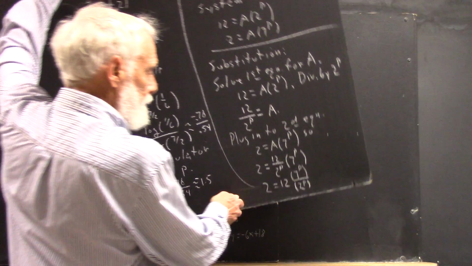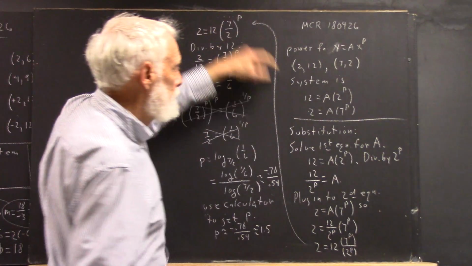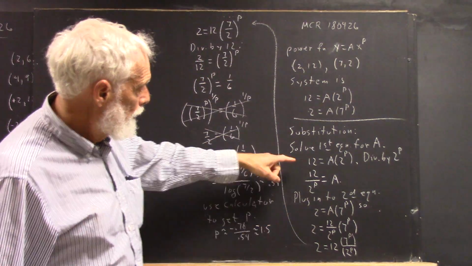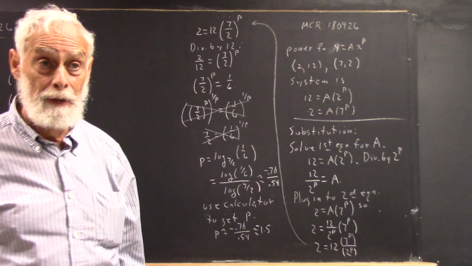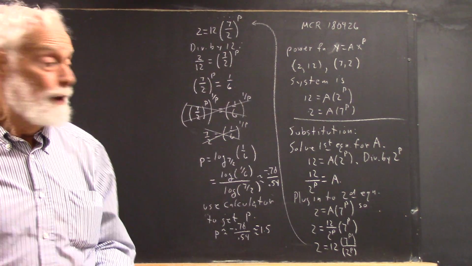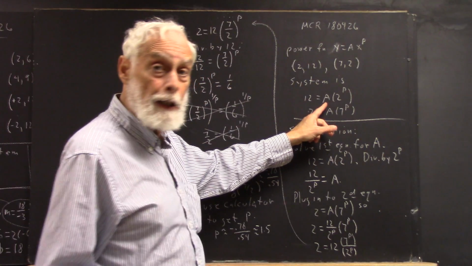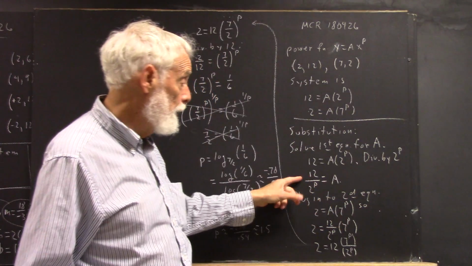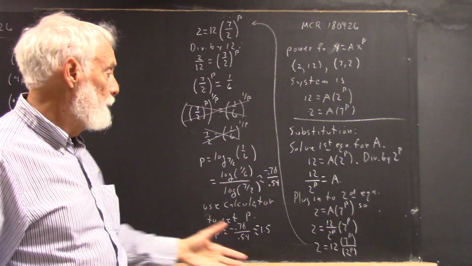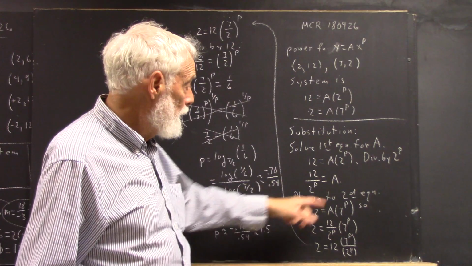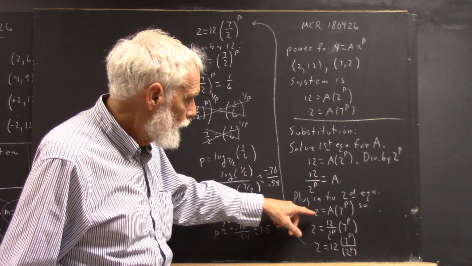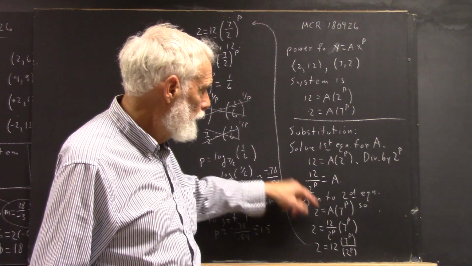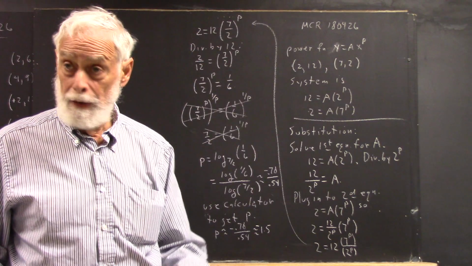Well, here's the system. There it is again. We plug these points into the form of the power function. We get these equations. We solve by substitution. We solve the first equation for A. Okay, well, here's the first equation. We divide by 2 to the p and we get this. And then we plug this into the second equation. Well, A is 12 over 2 to the p. Second equation is 2 equals a times 7 to the p, so we get 2 equals what? A is 12 over 2 to the p times 7 to the p, and now we have an equation just in p.